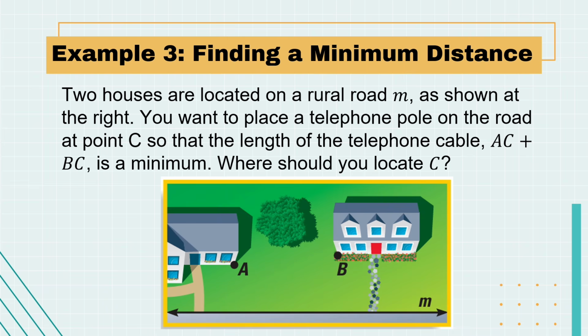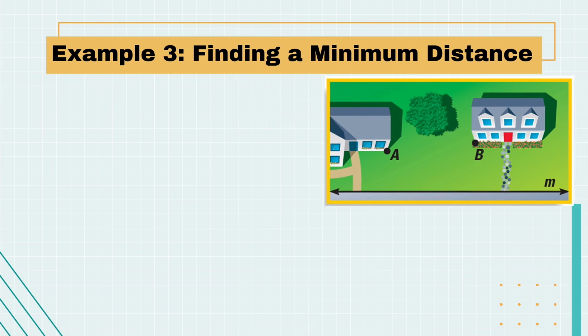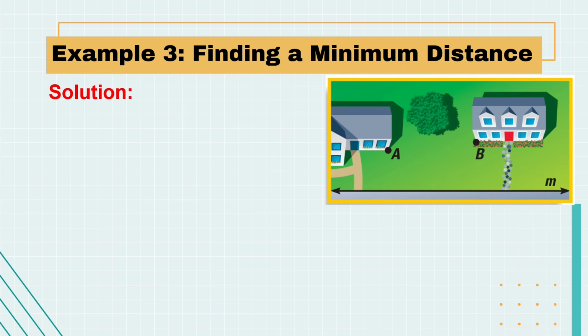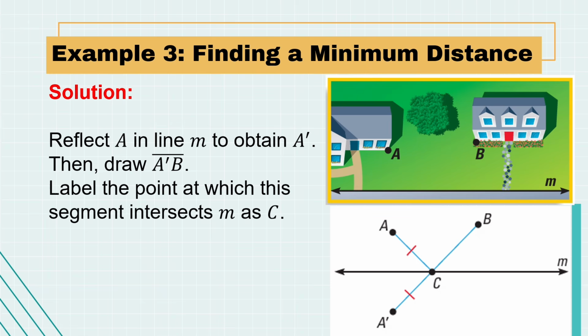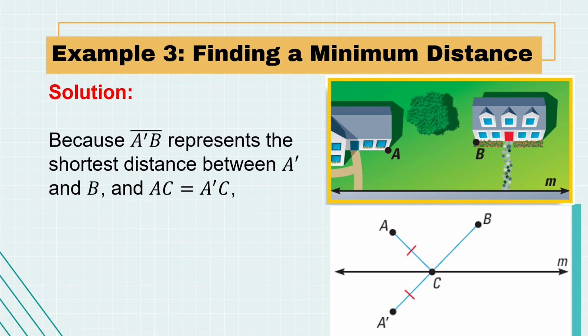Instead of guessing, we can use reflection to solve this. To solve this, we reflect one of the houses across the road. In this case, reflect point A across line M to obtain point A prime. Then, draw a segment from point B to point A prime. The point where the segment intersects the road is labeled as point C. That point C is the best location for the telephone pole. Why? Because a straight line is the shortest distance between two points.